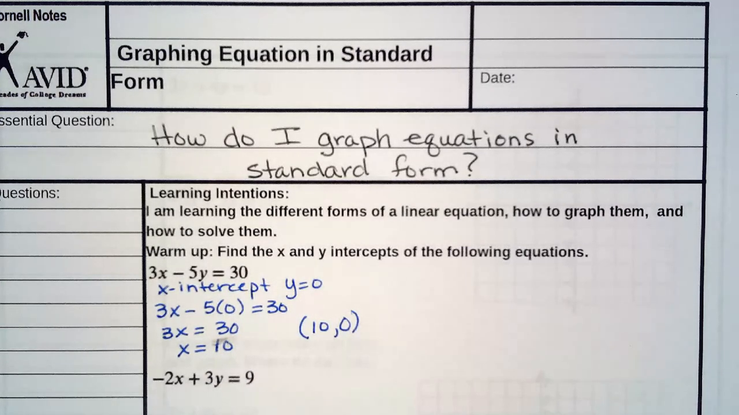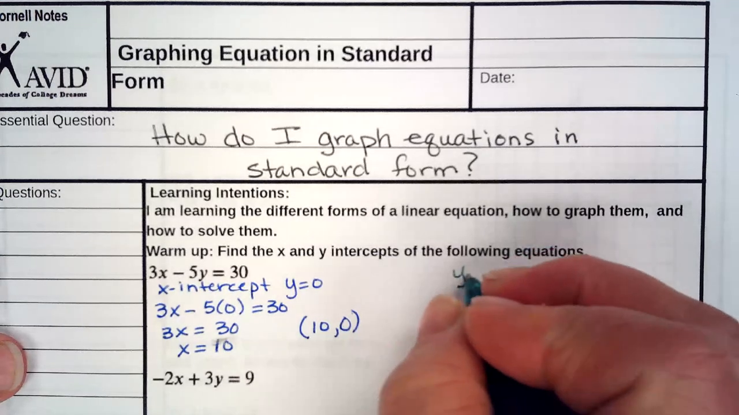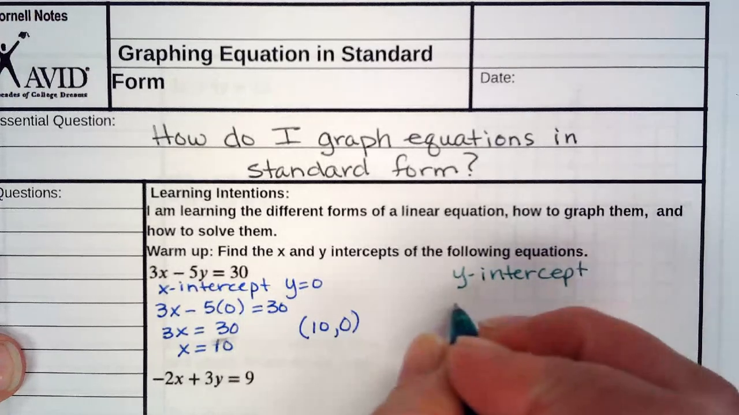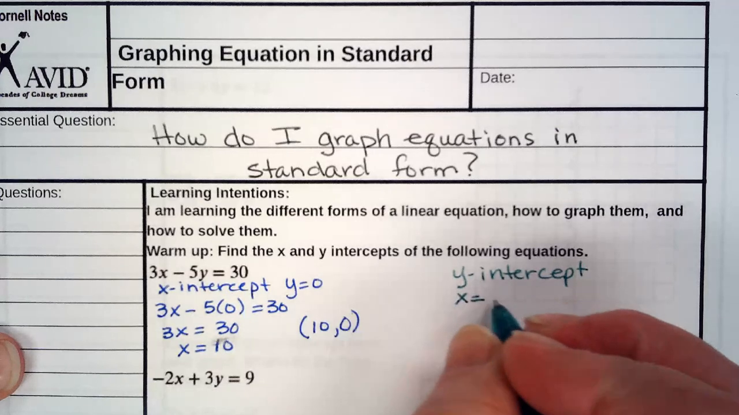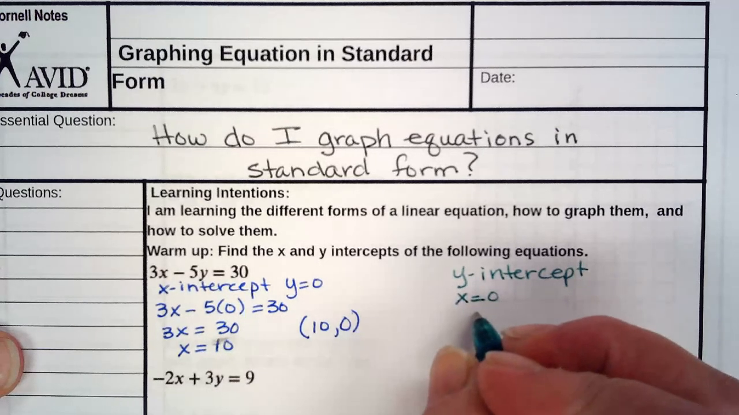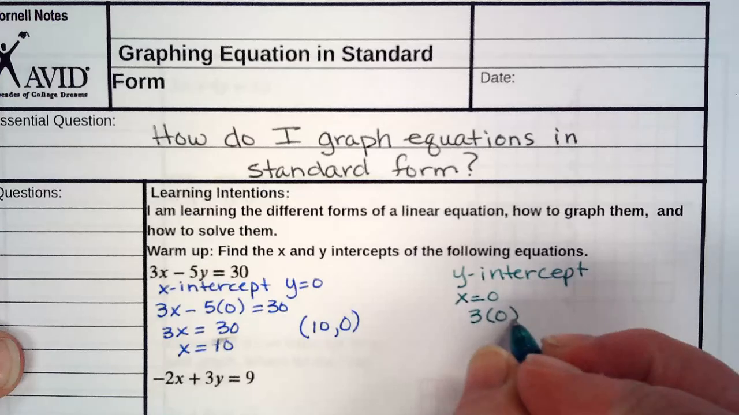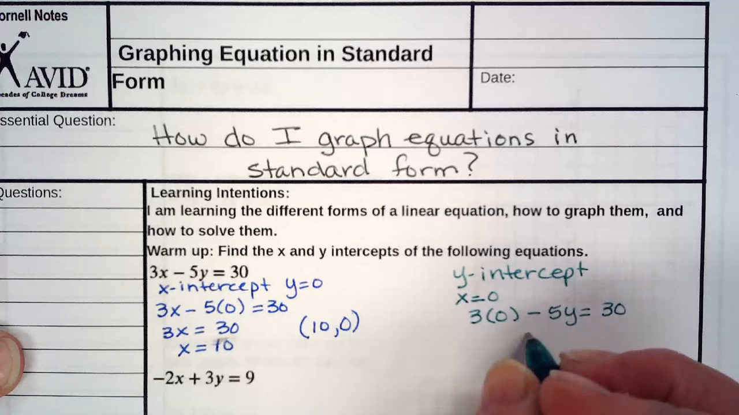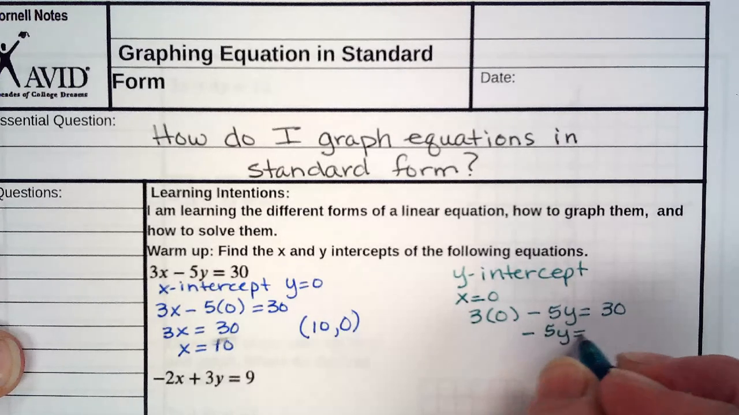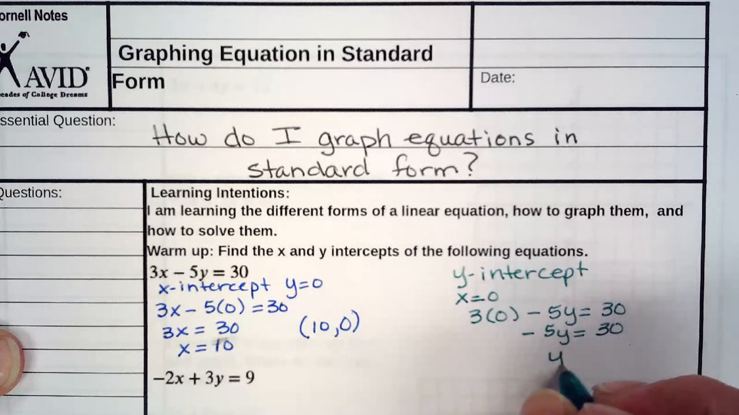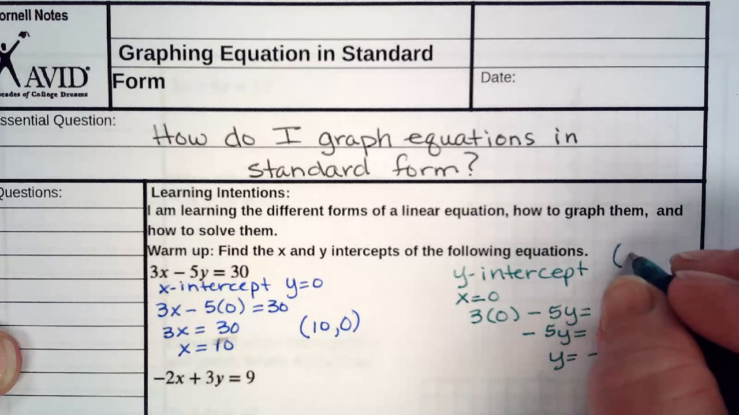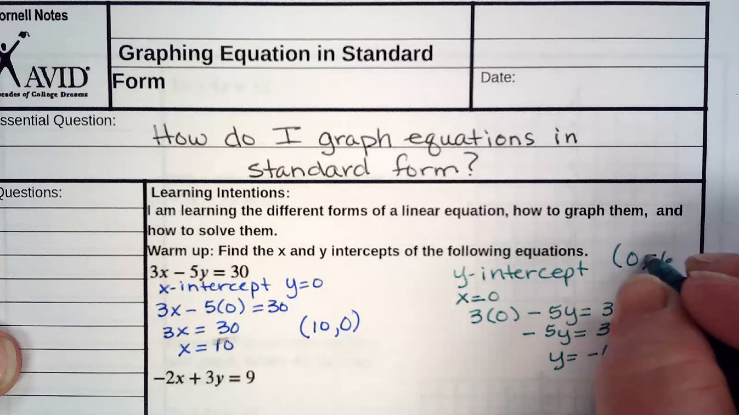For your y-intercept, it is where x is equal to 0, and we'll have 3 times 0 minus 5y is equal to 30. Negative 5y is equal to 30. y is equal to negative 6. So this would be (0, negative 6).